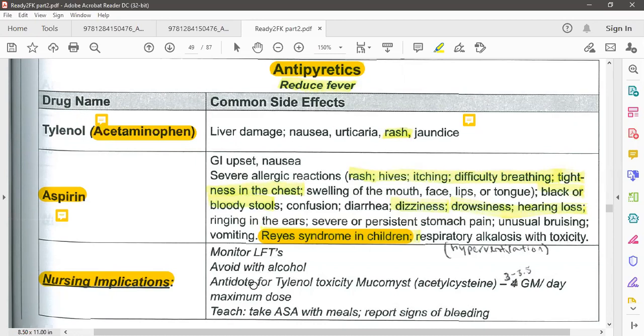The antidote we use for acetaminophen is called acetylcysteine, right? It is the antidote if the patient has toxicity. Sometimes we can use Mucomyst. And also it is good to educate our patient to take the aspirin or acetaminophen with food, and also we should report if we see any kind of bleeding sign. Okay, we notify the healthcare provider.